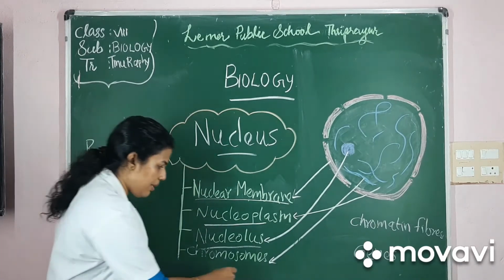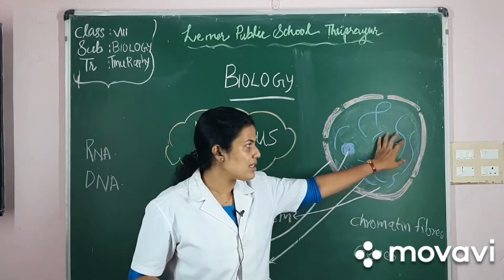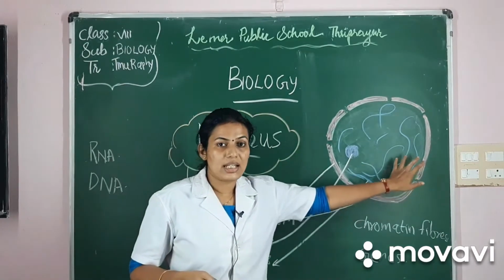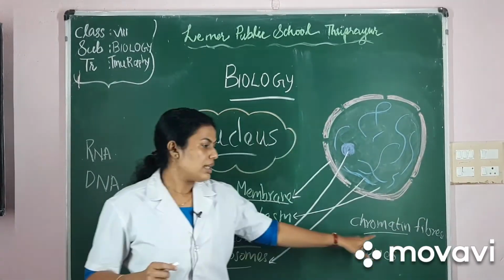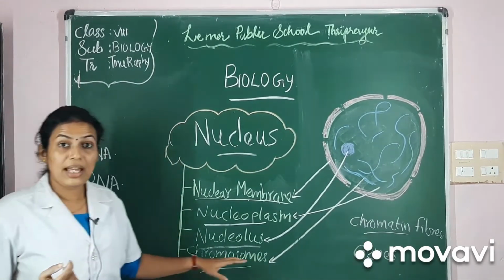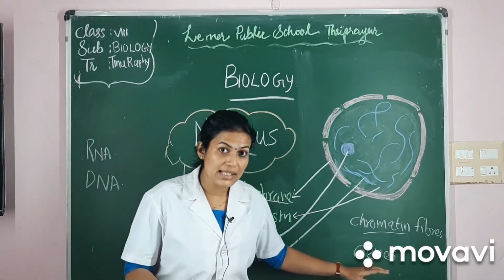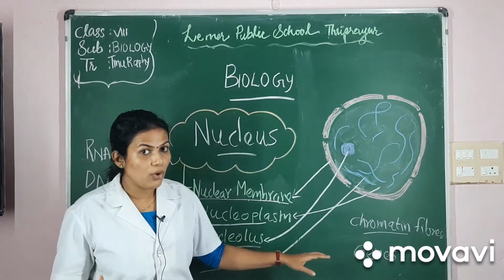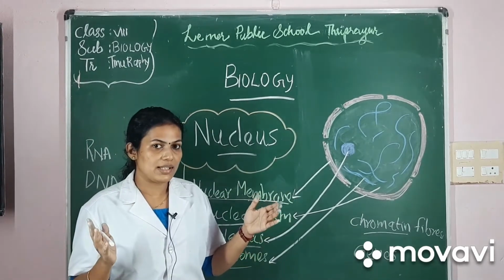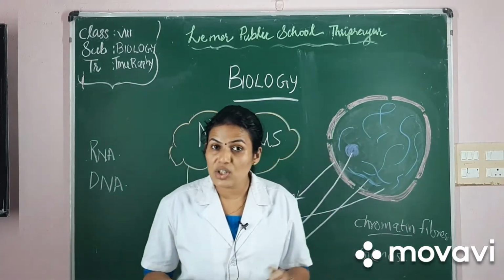Children, we have just learned about the chromosomes. Chromosomes are present as thread-like structures and they are suspended inside the nucleoplasm. These thread-like structures are called chromatin fibers. In a dividing cell, these chromatin fibers condense to form chromosomes. They contain the DNA materials, and chromosomes carry the genes, and genes are responsible for passing the genetical characters from the parents to offsprings. So we have learned about the 4 parts of the nucleus. Now let's learn the functions of the nucleus.